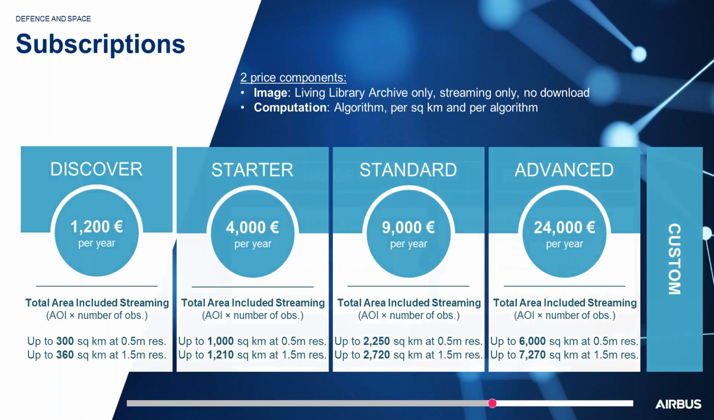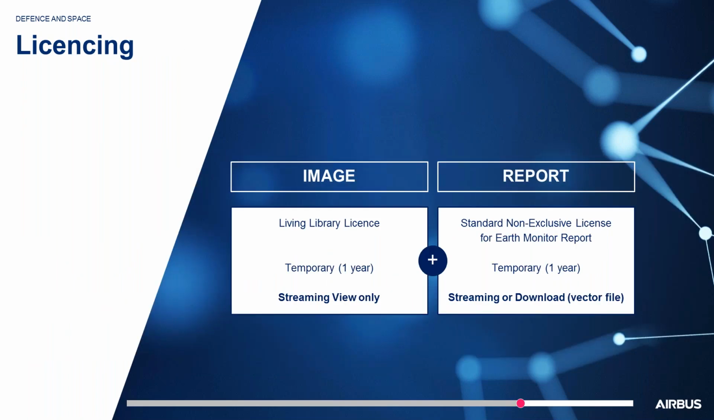Then, in terms of licensing, in fact, it's very simple. We propose a license in two parts. The first part is a license to protect the image, so the Living Library image, for 1 year and in streaming view only. The second part of the license is to protect the report, the final results of the analysis, and it's a temporary license in streaming or download if you want to download the results.